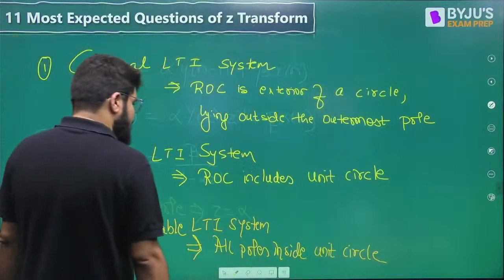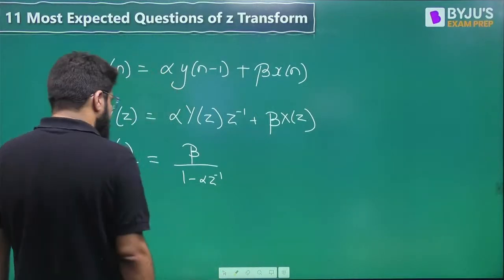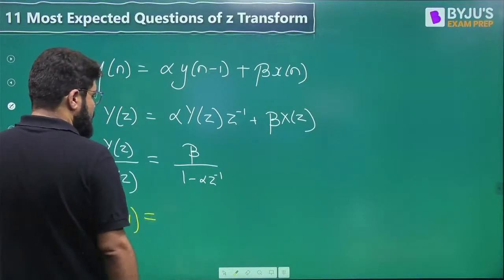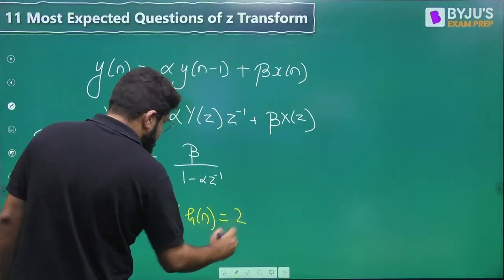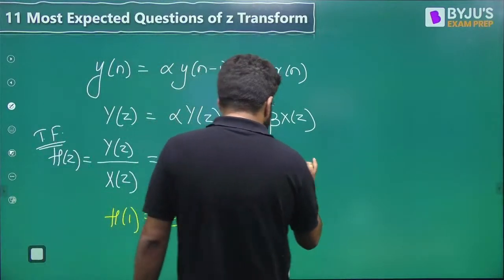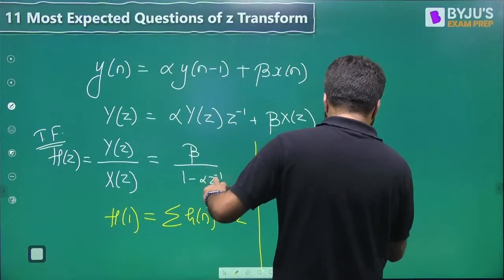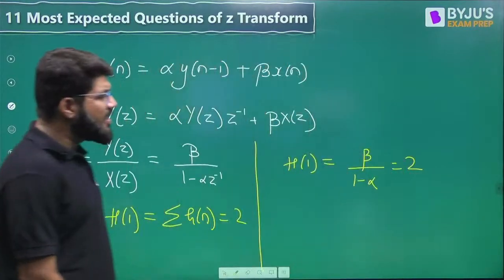So we have to find H(1) from here. Let's forget, pole is not required. So what should be the value of H(1)? It is summation of h[n], and summation of h[n] is given to be 2. That means H(1), what will be H(1)? Beta upon 1 minus alpha z inverse, with z inverse being 1, and that is equal to 2. Beta upon 1 minus alpha is 2.